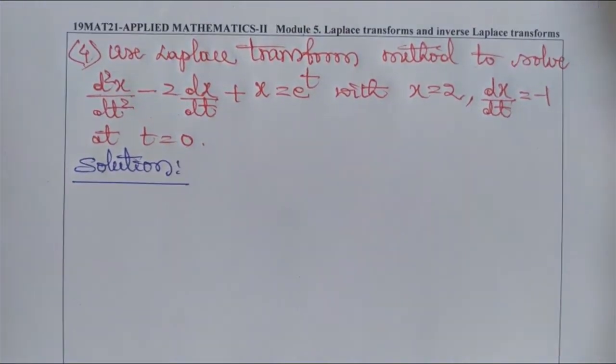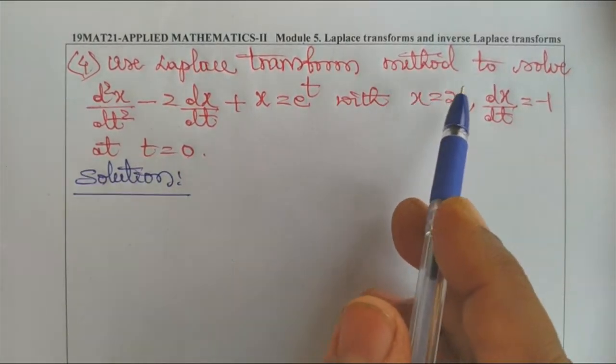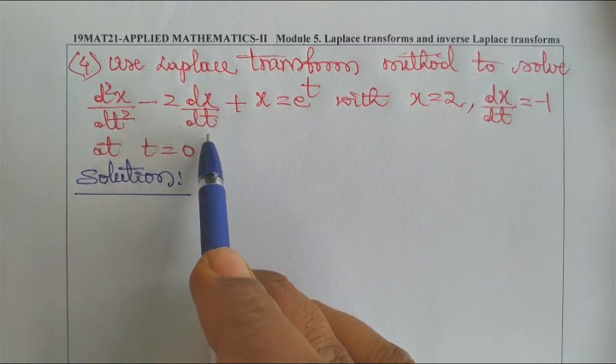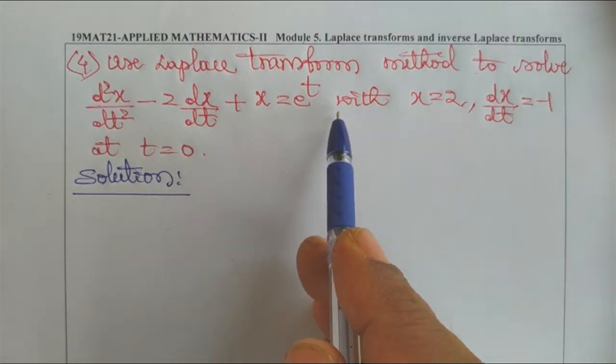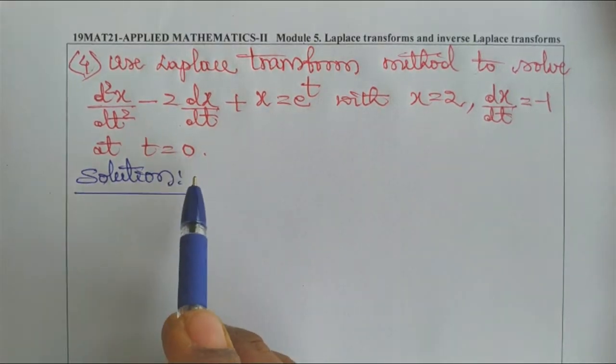Now we go to the next problem. That is, use Laplace transform method to solve d2x by dt square minus 2 into dx by dt plus x is equal to e to the power of t, with x is equal to 2, dx by dt is equal to minus 1 at t is equal to 0.